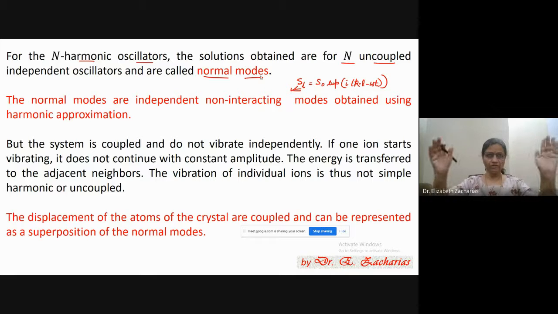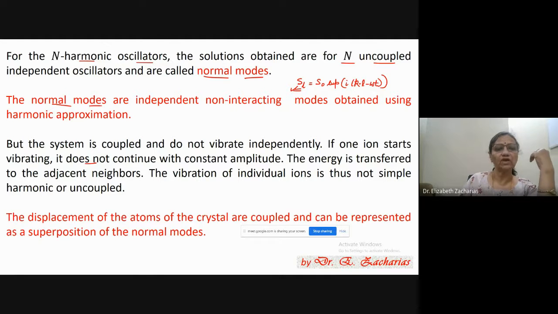Though it's a coupled oscillator of n connected to each other and coupled, the solution that you got is n uncoupled solutions, and each of the solutions is called a normal mode. So we have just taken a small liberty and presumed that the interaction does not go beyond the nearest neighbor. So what is the meaning of normal mode? Now let us see what is the meaning of normal mode.